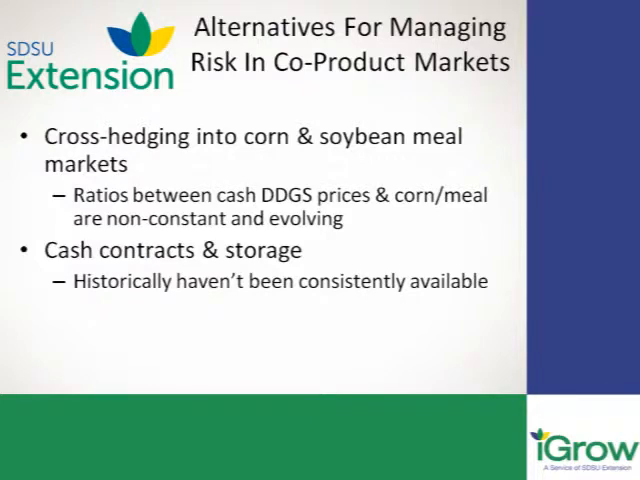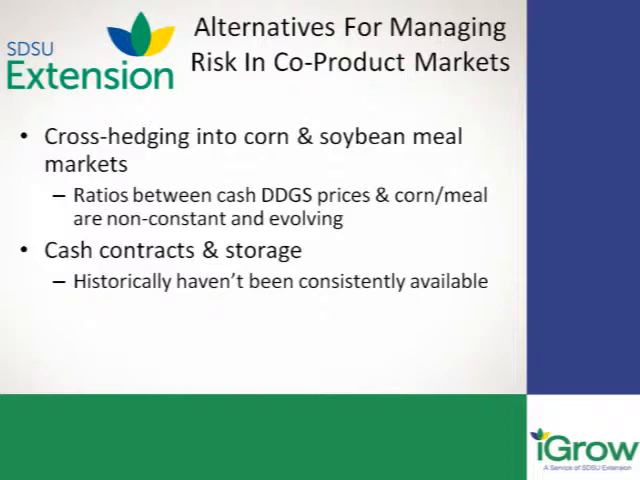It really was never a successful contract, never very liquid at all, so that's really not a great alternative for most producers. However, there is an opportunity to cross-hedge into the corn and soybean meal markets, into those futures contracts. Those cross-hedge ratios do change over time and really are still evolving. So you might talk with your broker or market advisors on whether or not that's a feasible alternative for you.